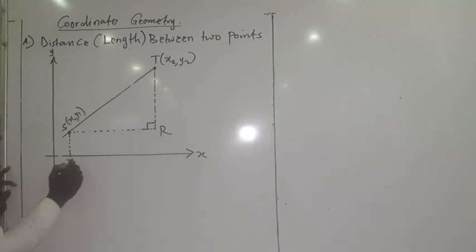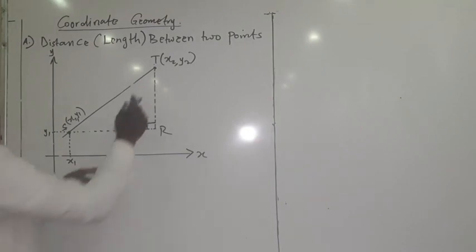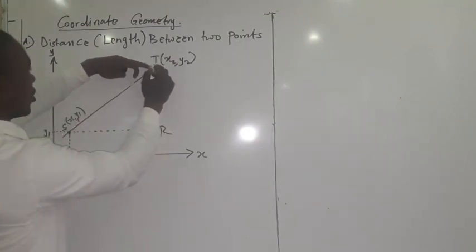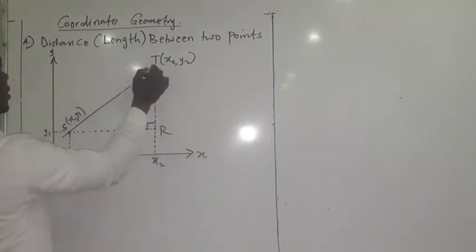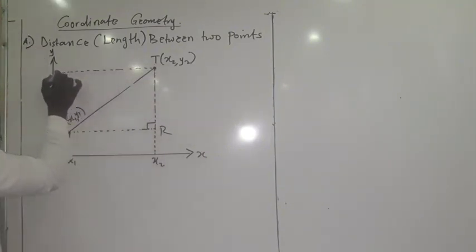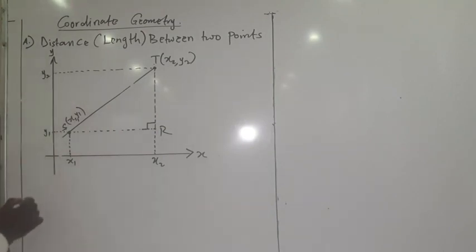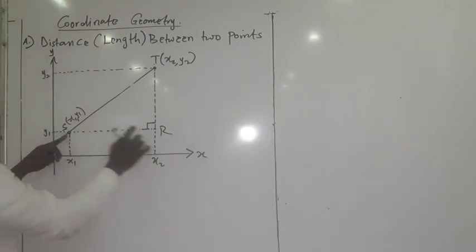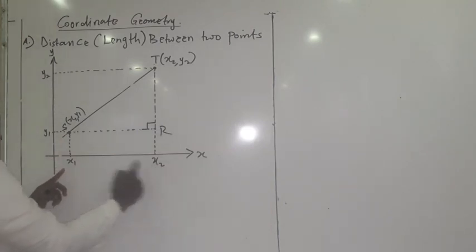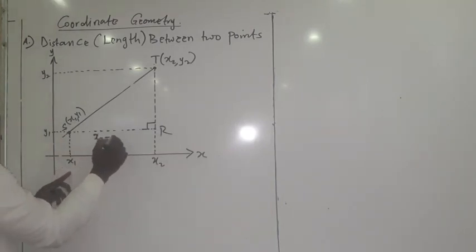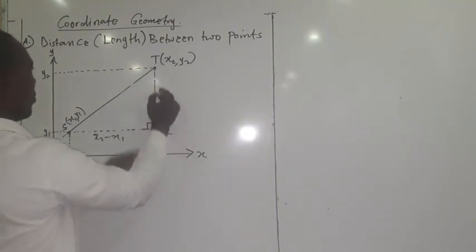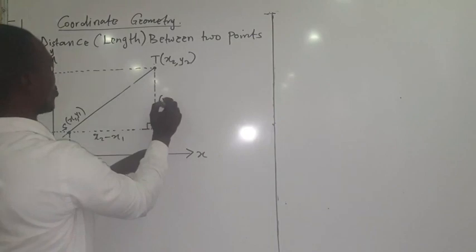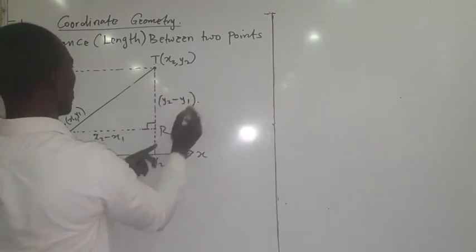So this is our x1. And we trace this to the y-axis, which is our y1. Then the second point T is of coordinate x2, that is on the x-axis, then y2 on the y-axis. To know the difference between S and R, we are going to have x2 minus x1. Then to know the distance between R and T, we are going to have y2 minus y1.